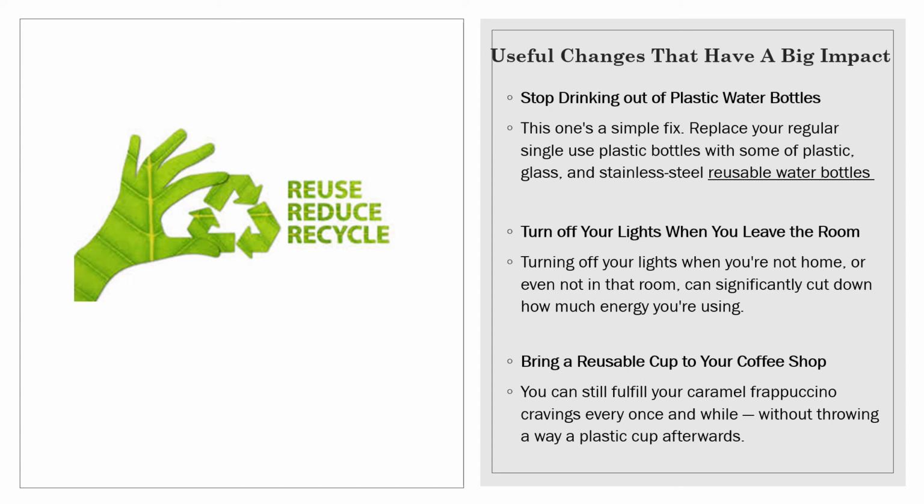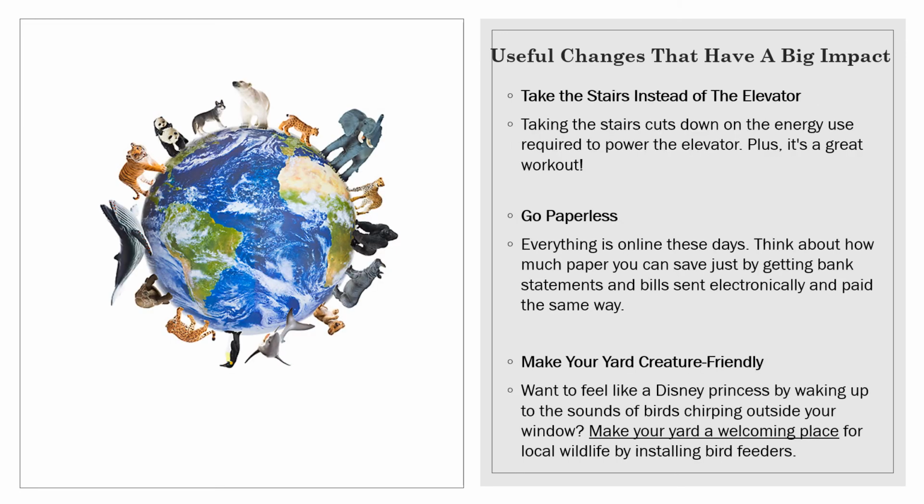Turn off your lights when you leave the room. Turning off your lights when you're not at home or even not in that room can significantly cut down on how much energy you're using. Bring a reusable cup to your coffee shop. You can still fulfill your caramel frappuccino craving every once in a while without throwing away a plastic cup afterwards. Take the stairs instead of the elevator. Taking the stairs cuts down on the energy use required to power the elevator. Plus, it's a great workout.